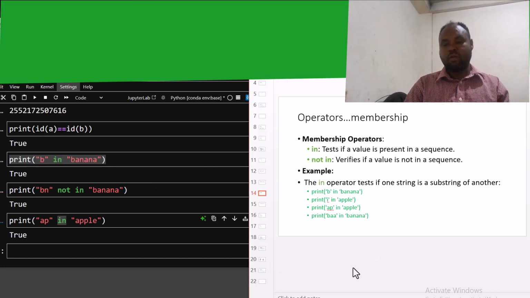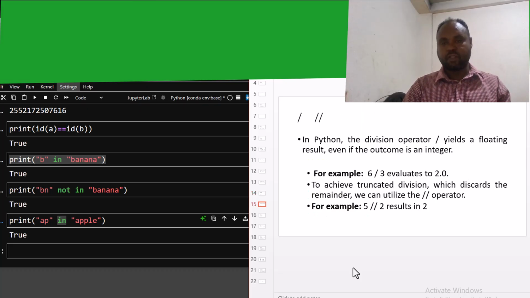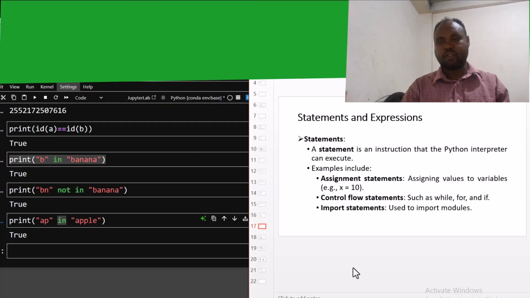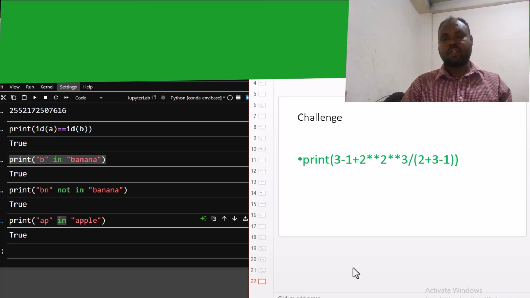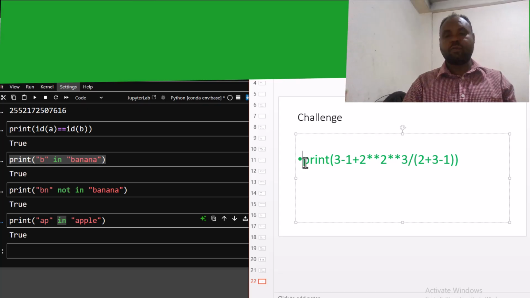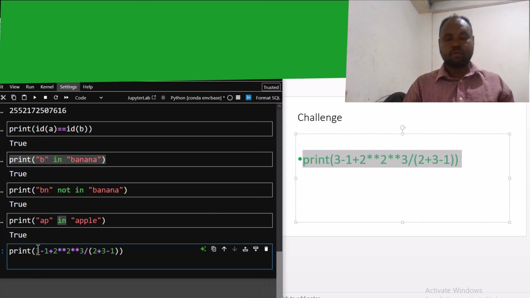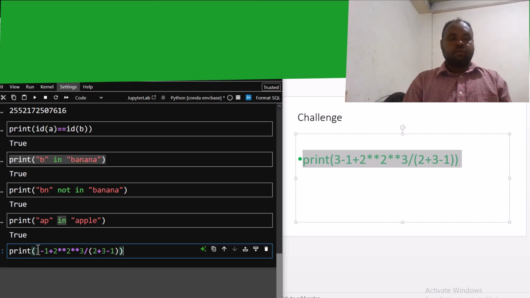So let us come to the end by solving one challenge. What is that challenge? This one. What will be the result of this? Print. The result of this expression is nothing but recalling the precedence.